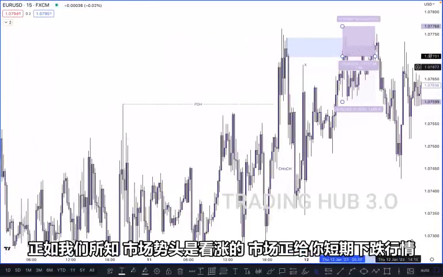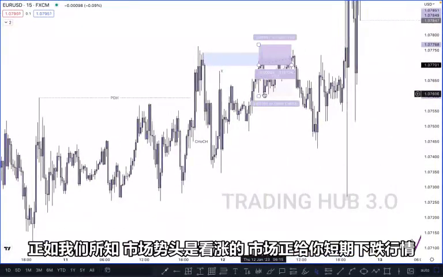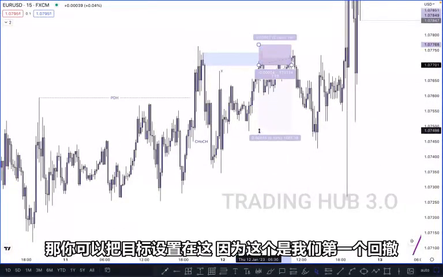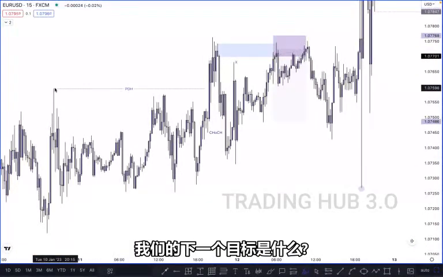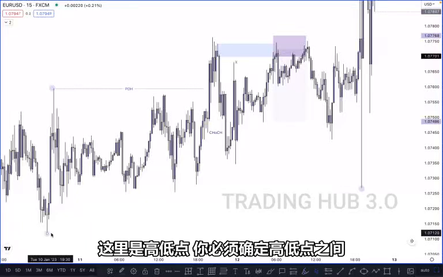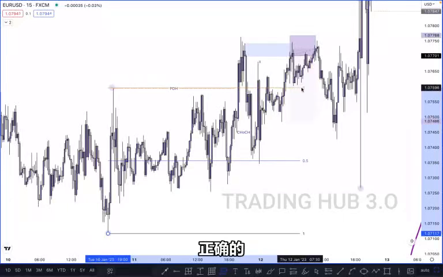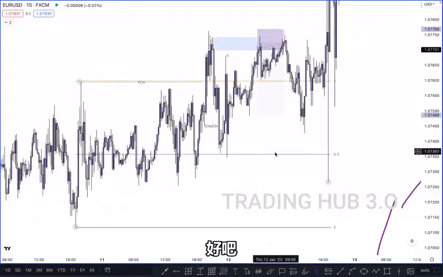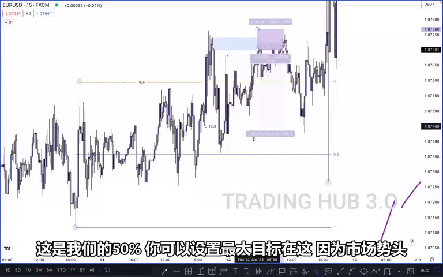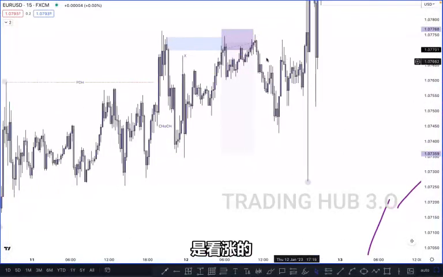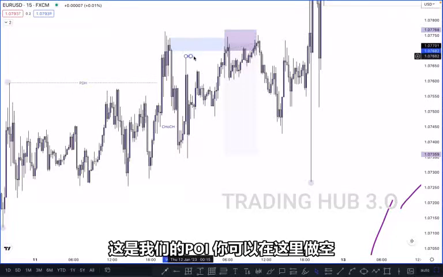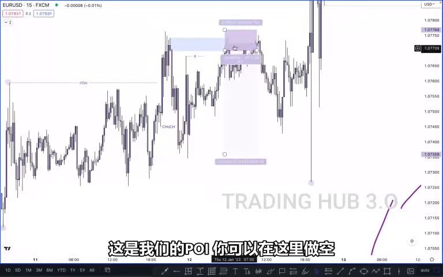As we know, the market momentum is bullish and the market is giving you a short-term move to the downside. So simply you can set the target here because this is our first pullback at this time. Where is our next target? This one is a high and low, and you have to identify the range between this low and this high, right? So simply you can trade something like this. This one is our 50%, and you can set the maximum target here because market momentum is bullish, right? So this is our PD array here, and simply you can sell here.